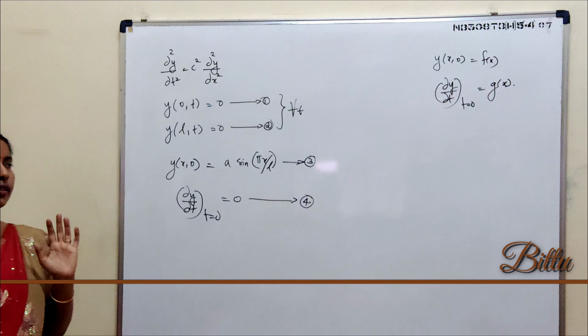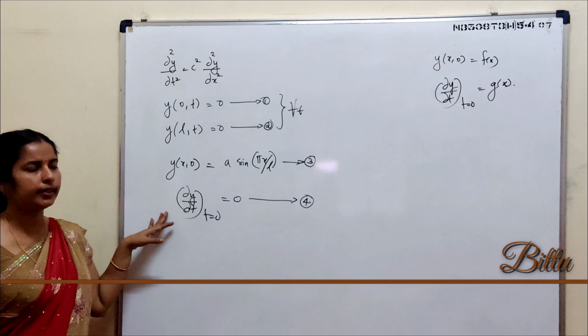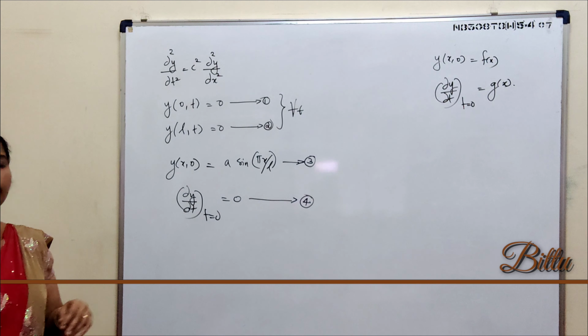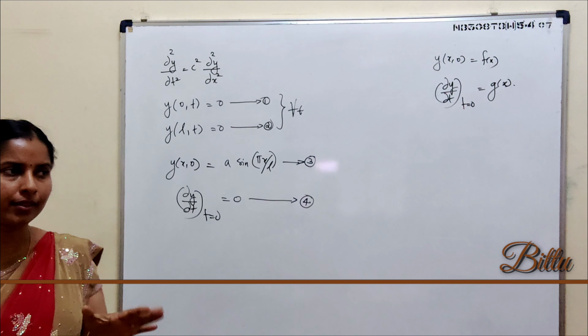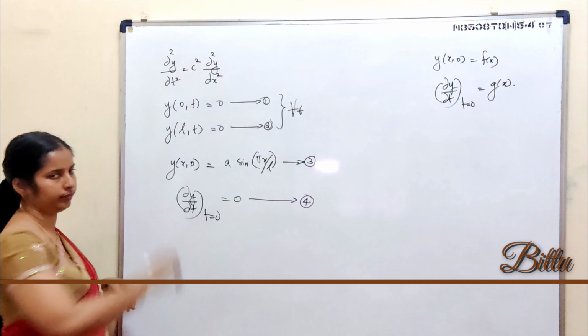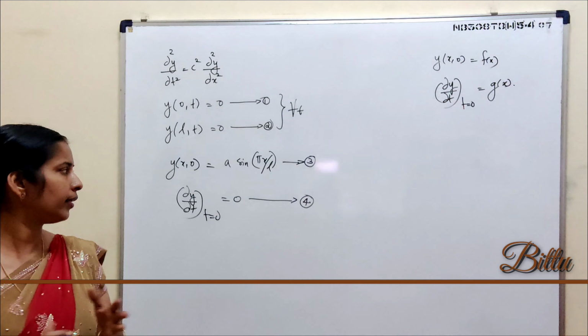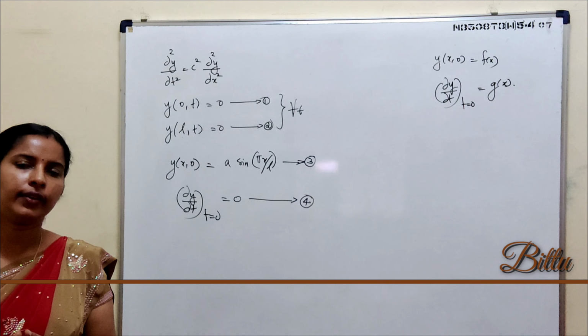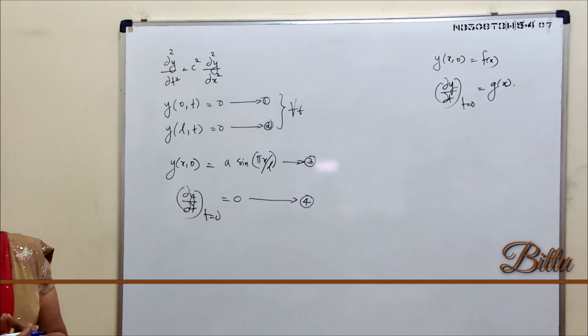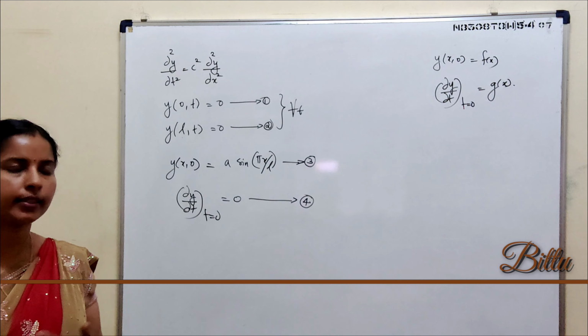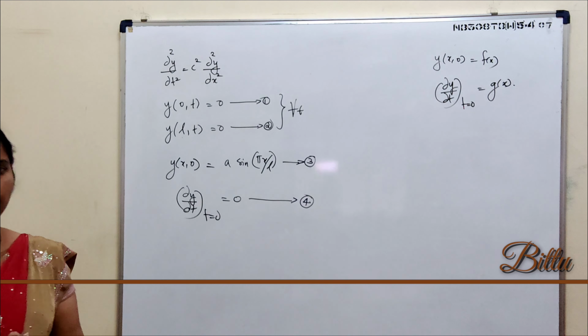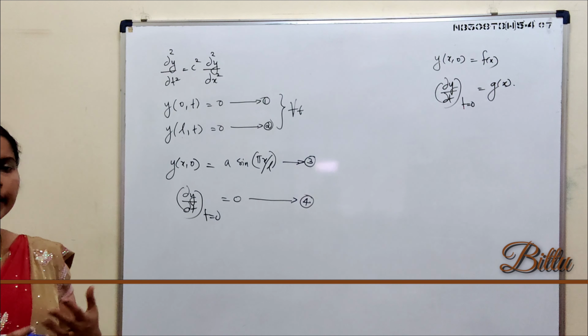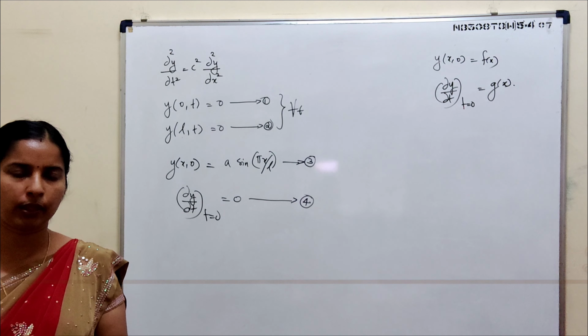See, in all questions you have to write these 4 conditions. The first 2 conditions are common for any question; you just notice what the length of the string is. For the next 2 conditions, you notice what f(x) and g(x) are. In this problem, g(x) is not given, so you take it as 0. Next you have to apply these conditions in the solution of the wave equation.